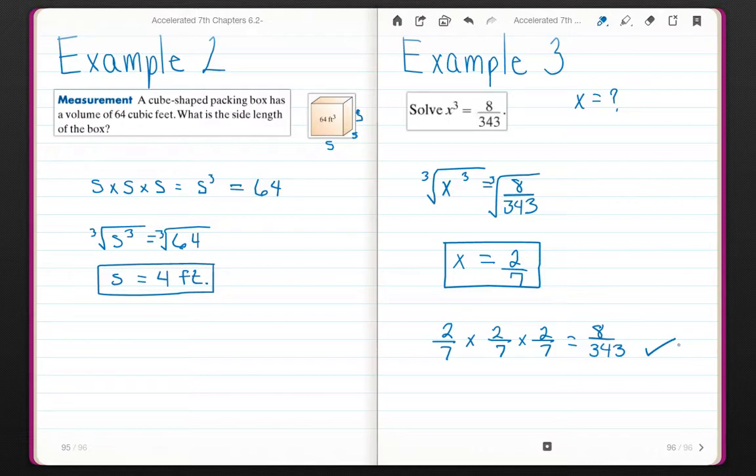Okay, that's it for examples. Use that chart on the previous page. It's found on page 55 in your book. That will definitely help you and memorize those perfect cubes. All right, complete your QCs and CYUs. And if you have any questions, please come see me.